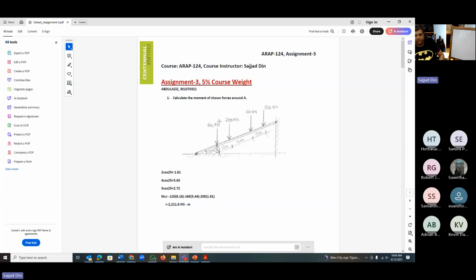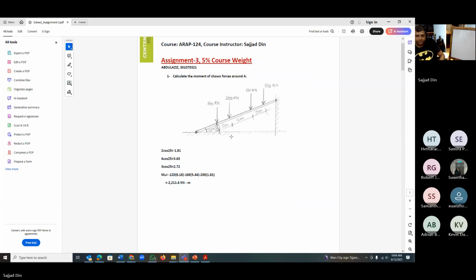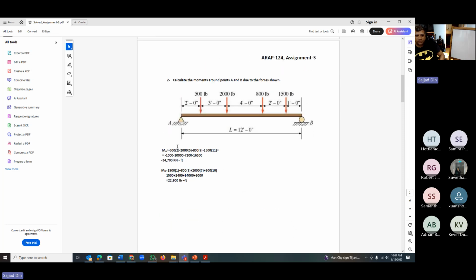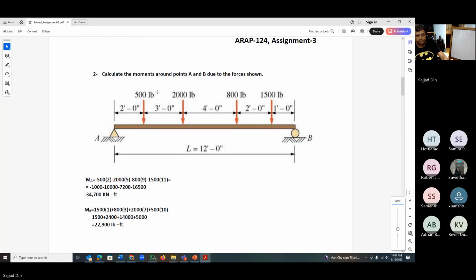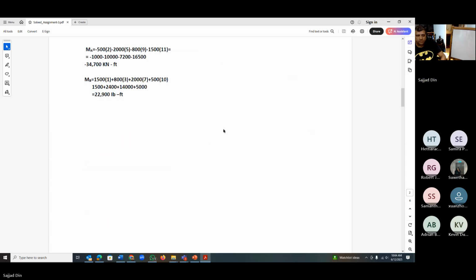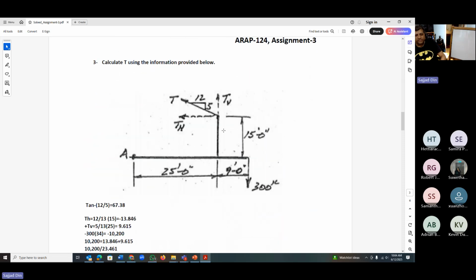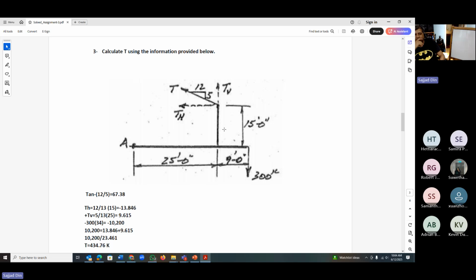See this? This is the solution. So what we talked about earlier. So let's take a look at the next one. So the moment around A is going to be what? 500 times 2, and it's minus. 2,000 times 5, and it's minus. 800 times 9. Okay. And let's take a look at the next question. So in this case, what you're going to do is it's a little bit more confusing.